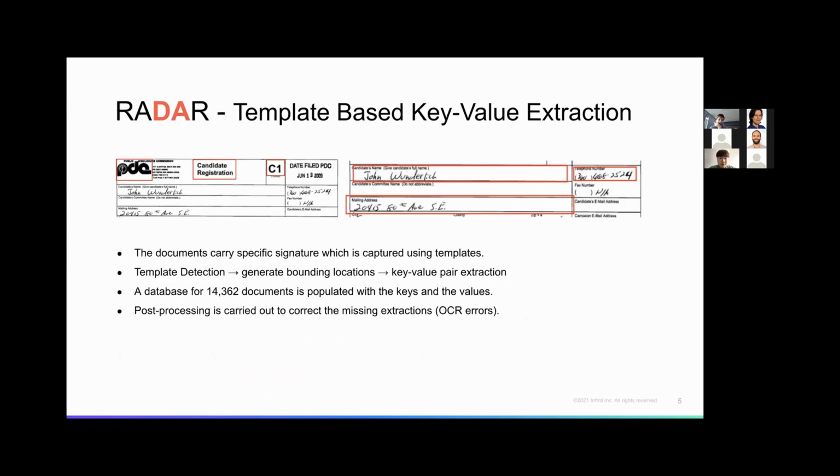So let's begin with the template-based key value extraction module. Each of the templates carries a specific signature, which is captured using templates. The overall process will be template detection, followed by generating bounding box locations for the desired keys and values. Then we can use them to extract the key value pairs from the OCR data. After extracting the key value pairs, we will use them to populate our database. We also did some post-processing to correct the missing values in the extraction process.